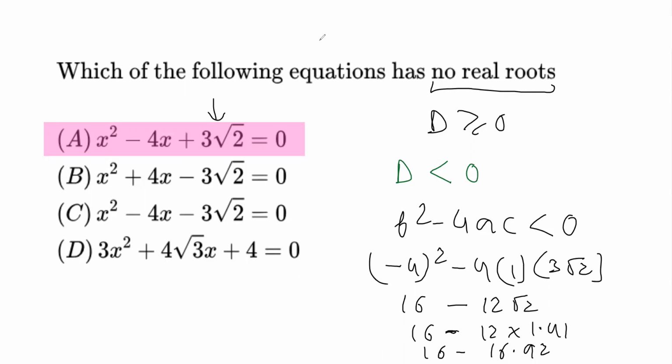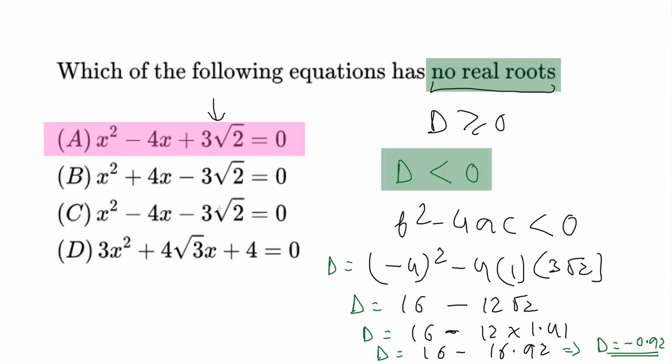We are calculating the value of D here. So here we get D as a negative value, minus 0.92, which is less than 0. We were just looking for the one which has no real roots. No real roots means the value of D has to be less than 0. And in the first case only, we find D as a negative, which is less than 0.